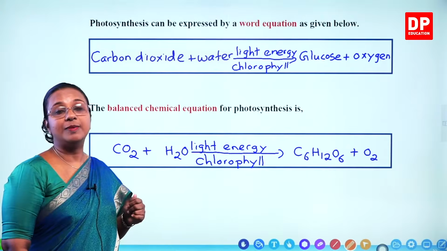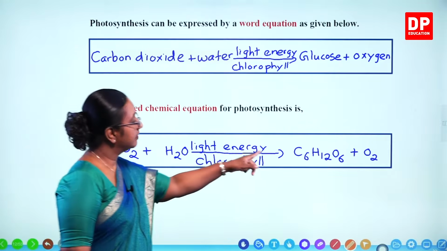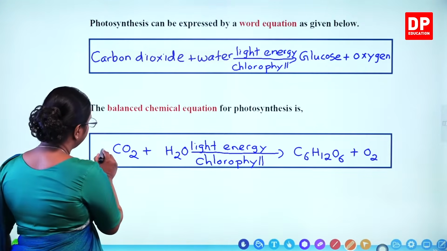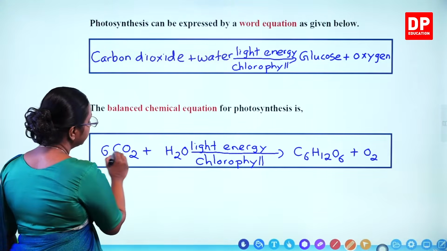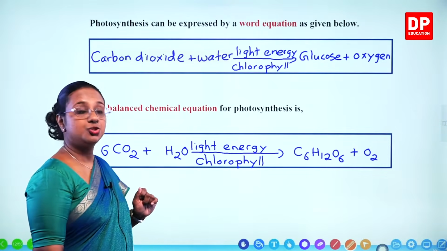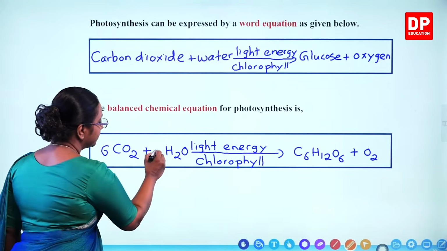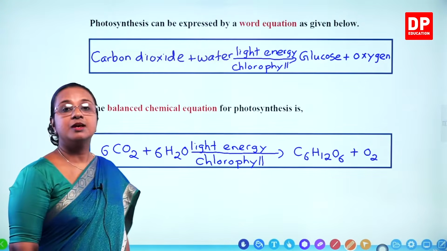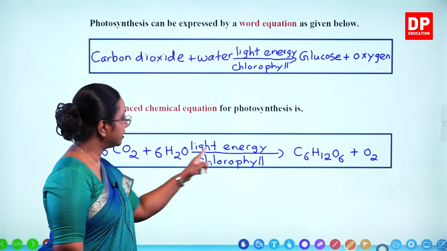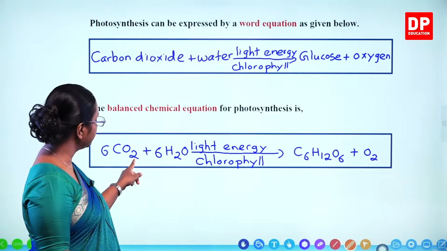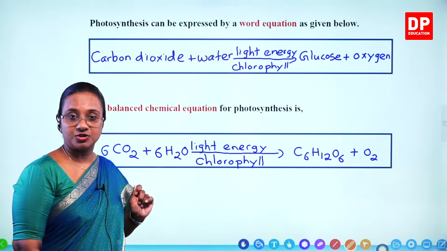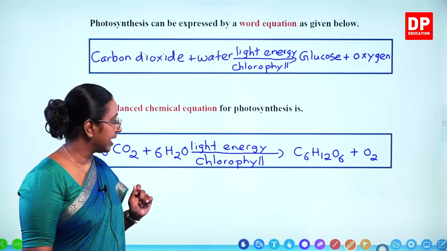You all know how to balance chemical equations. There are 6 carbons in glucose in the product. So we need to have 6 carbons here. So 6 CO2. And if you look at the number of hydrogens, 12. So to get 12 hydrogens, again we need 6 water molecules. So the number of carbons, 6, hydrogen 12, and we have 6 into 2, 12 oxygen, plus again another 6 oxygen. So 18 oxygen atoms.